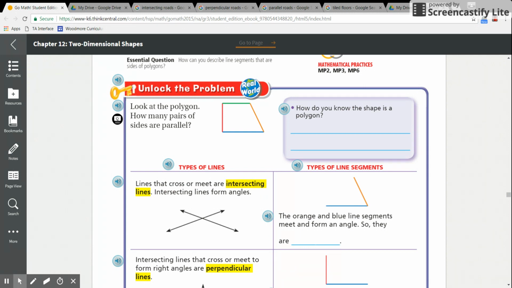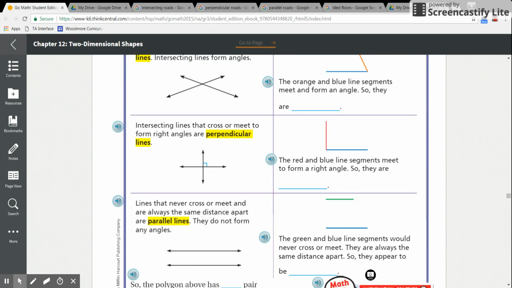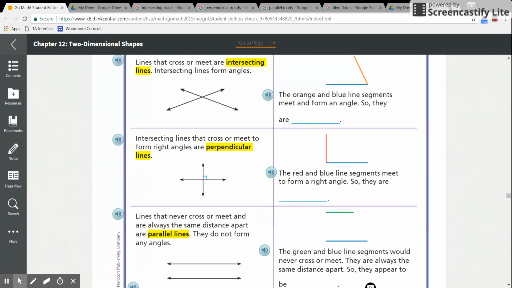The first type of lines we are going to learn about, if we look right underneath it just a little bit, are lines that cross or meet, which are called intersecting lines. So we can see right through here. Let me mess with some of my tools here. No, it's not working. But we can see right here, this line crosses this line. So this part right here is where they're intersecting.